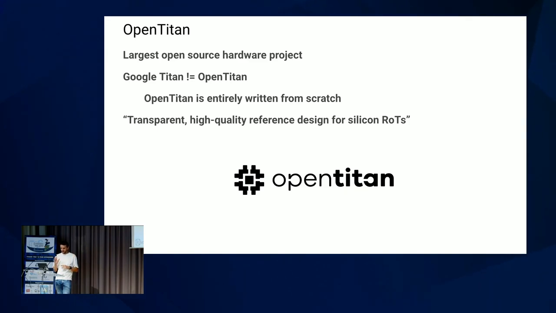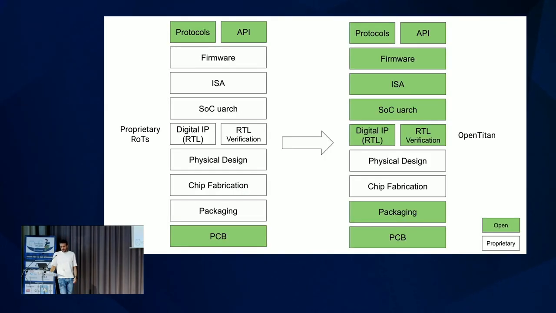To put it in a few words, OpenTitan aims to build a transparent and high quality reference design for silicon root of trust. And high quality is very important here. I'm going to try to describe why. On the left, it's basically the current state of root of trust. If you look at the hardware stack from manufacturing up to runtime, basically the only two open things you get today if you buy a proprietary root of trust are a set of APIs and protocols to talk to it, and a PCB schematic. Anything in between is completely closed.